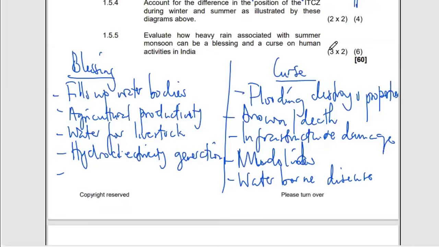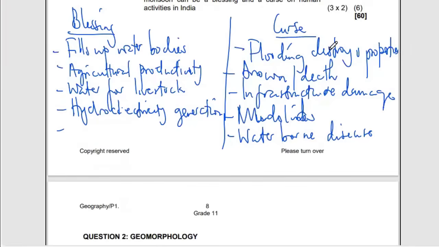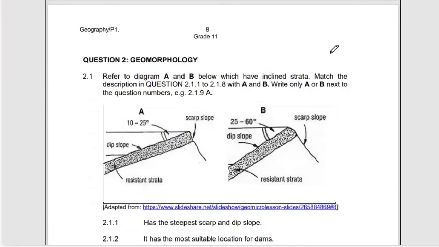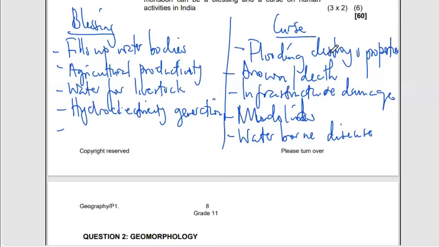So basically, that is how you look at it. You look at it from the positive side of heavy rainfall and you look at it from the negative side of heavy rainfall. So we must address either side. Do not focus on one side. Remember, it's a 6-mark question, either 2 on positive and 1 on negative, or 2 on negative and 1 on the positive. Right. That takes us to the end of our climate question.